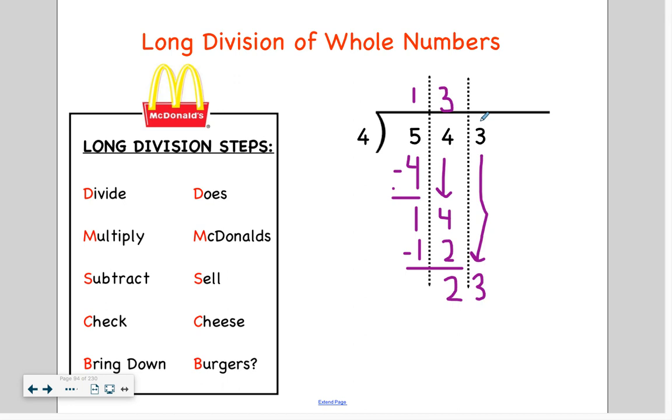Again, 4 goes into 23 5 times. 5 times 4 is 20. 23 minus 20 is 3. 3 is less than 4, so that is our remainder.